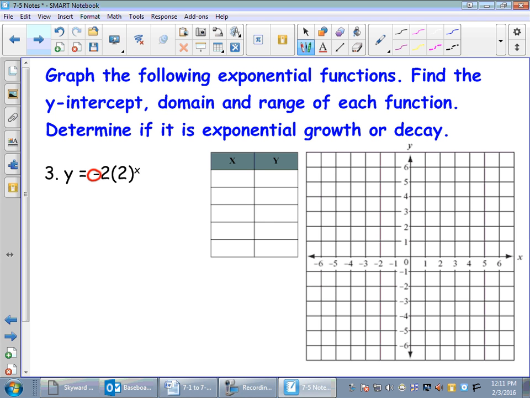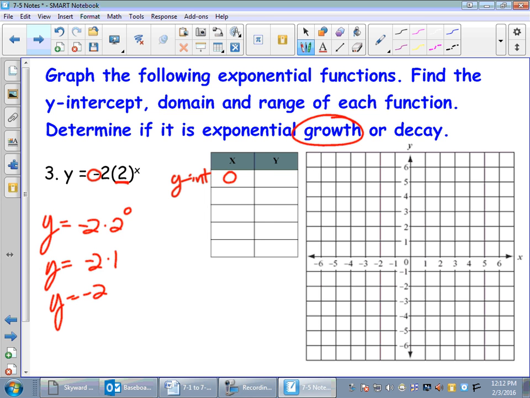So we still, though, look at the base value, the b value, for growth or decay. So even though it's going to end up going below the x-axis, because this is a 2, it's still growth. It still represents exponential growth. And we can go ahead and just plug in our points. So I'm going to use 0 for my y-intercept. When I plug in 0, I get y is equal to -2 times 2 to the 0, which 2 to the 0 becomes 1. And so y is equal to -2. So my y-intercept is (0, -2). And I'm wondering if you're making any connections there that your a value ends up being your y-intercept.